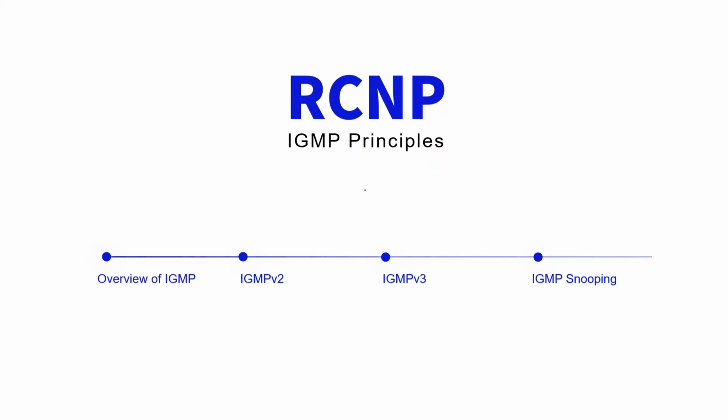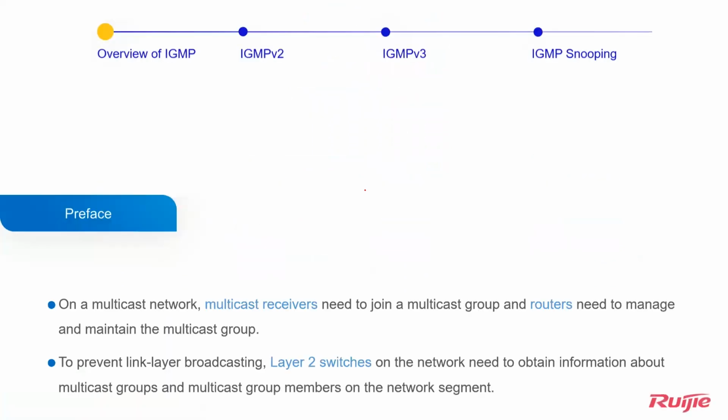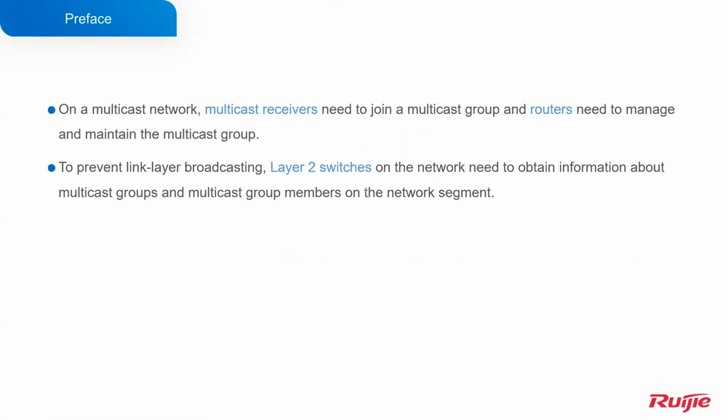Now we are going to introduce the topic, which is the IGMP principles. About the IGMP, first let's take an overview of it. In a multicast network, the multicast receivers need to join a multicast group, and routers need to manage and maintain the multicast group.